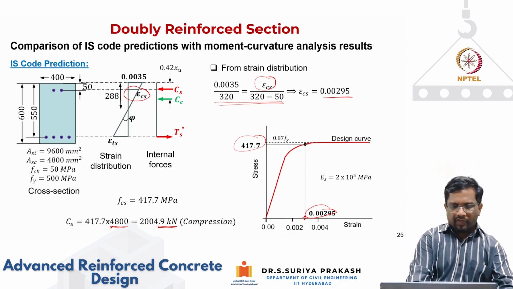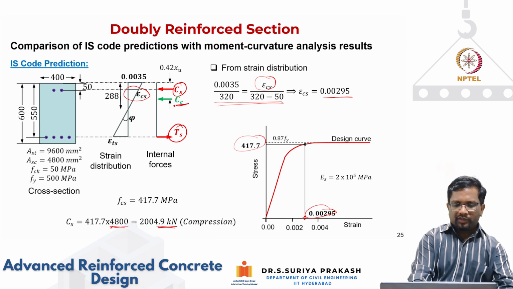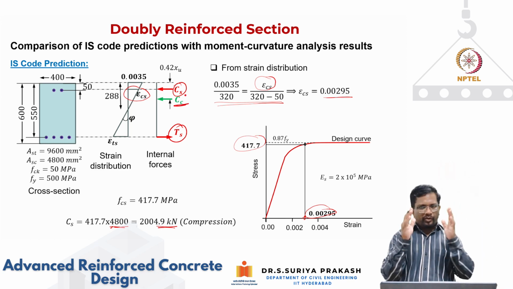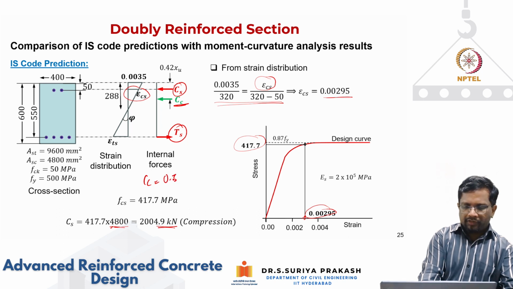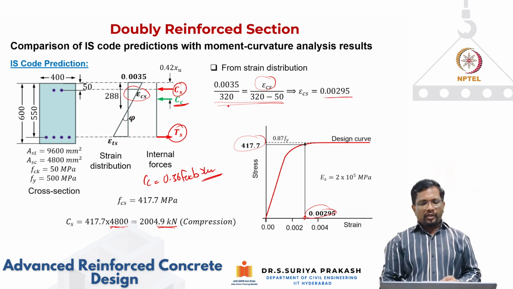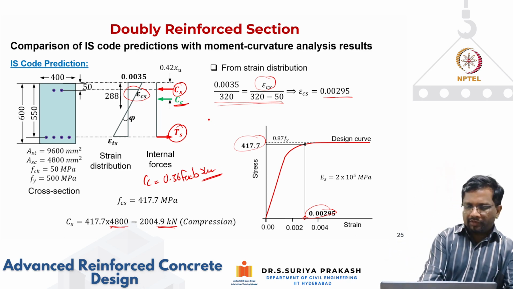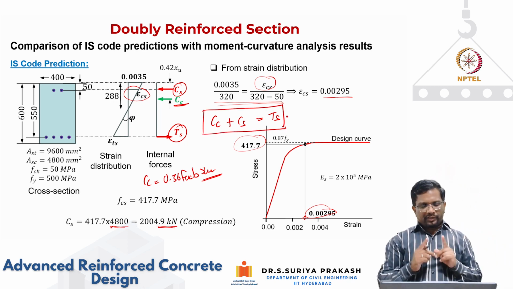Now you see, we have calculated this and this. Now what is Cc? Cc is from your IS code. Cc is 0.36 fck b times xu. So xu I have assumed, right? Now how do you satisfy the equilibrium condition? Cc plus Cs should be equal to your Ts. Finally, we have to satisfy this. Then only is your assumed neutral axis depth correct.